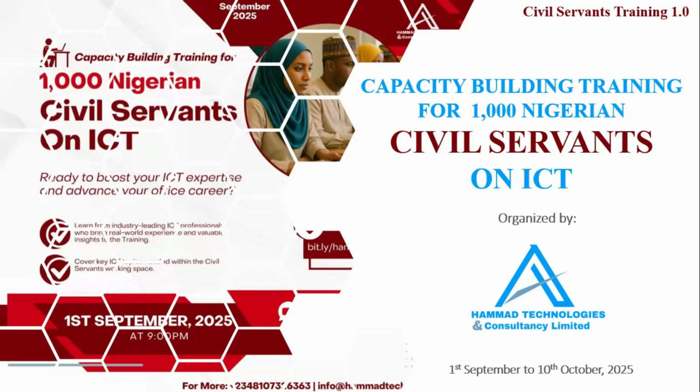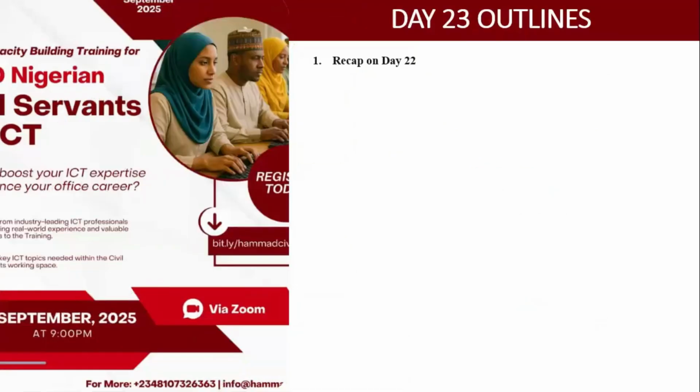So today, as always, we are going to start by showing our outlines, which is what we are going to cover for the day. We are going to start with a recap on day 22. Then we move on to grid lines in Microsoft Excel. After that, we will talk about cells, then rows and columns, and then we have a question and answer session, and then we call it a day.